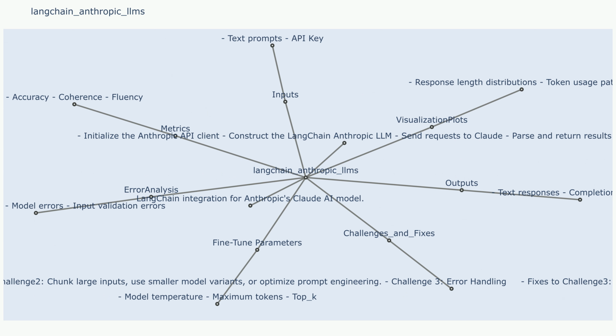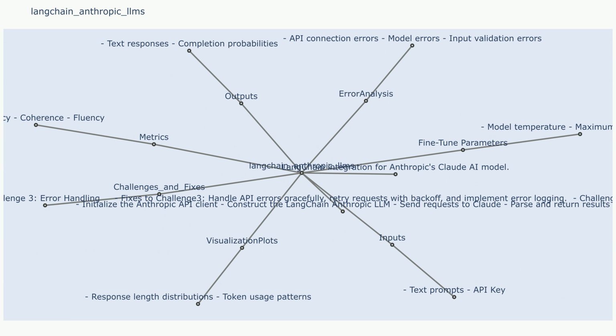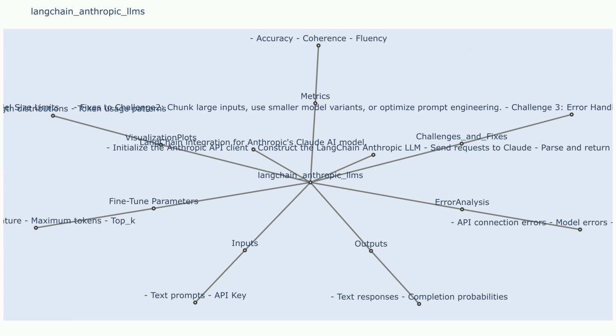API key from Anthropic. This key is essential for authenticating requests to the Anthropic API. Temperature: this parameter controls the creativity and randomness of the model's responses. Higher temperature values, e.g., 1.0, lead to more creative and unpredictable outputs, while lower values, e.g., 0.0, produce more deterministic and predictable responses.